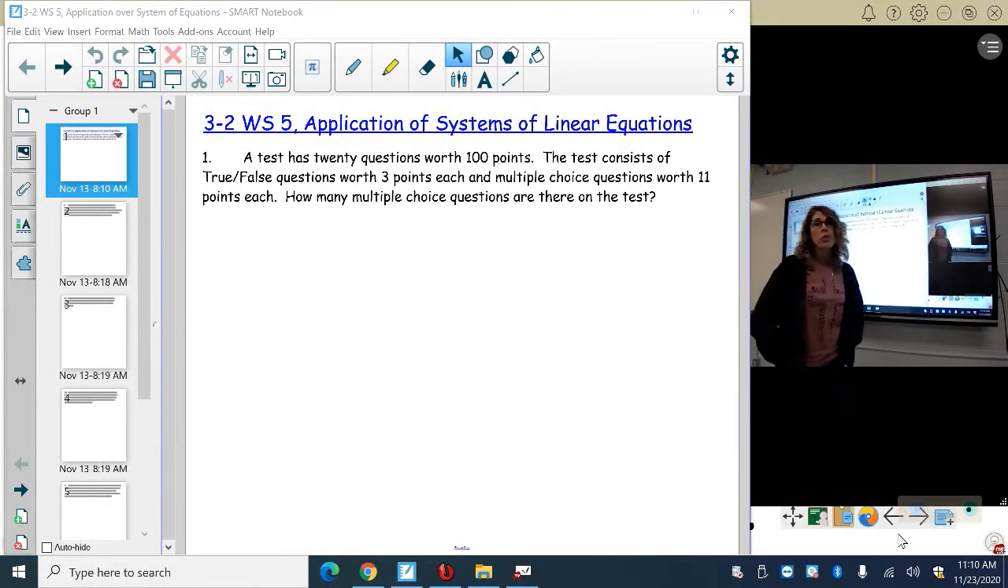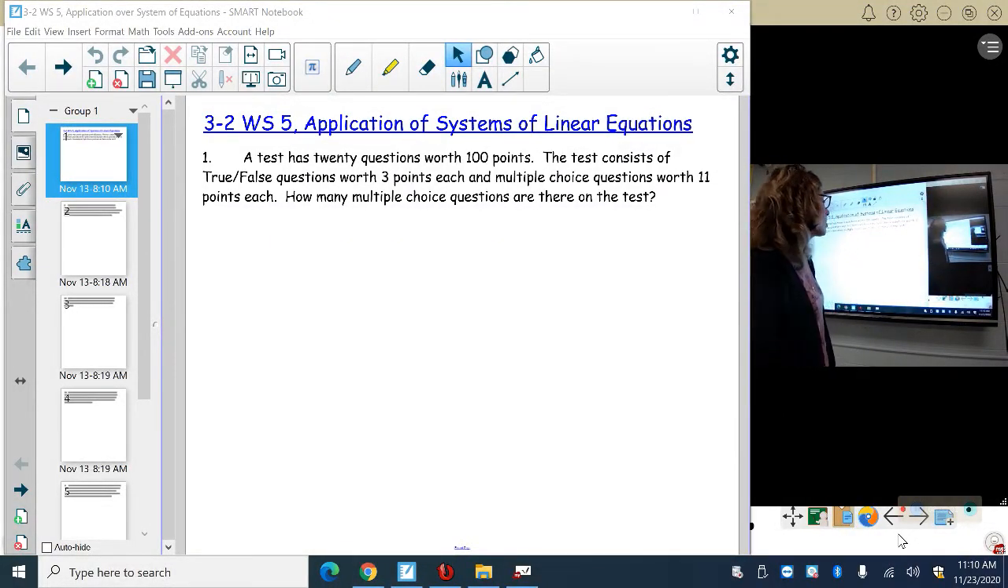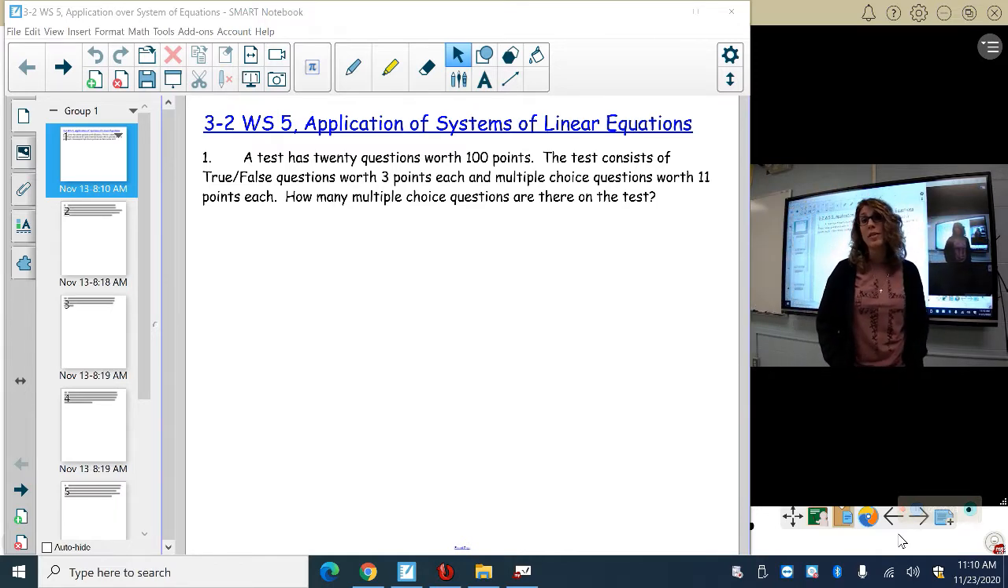Okay, worksheet 3.2, worksheet 5. This is applications of systems of linear equations. Now, we're going to set up every one of the equations together, and I'm going to tell you which method is easier to use. I do not care which method you use. You may use substitution or elimination.